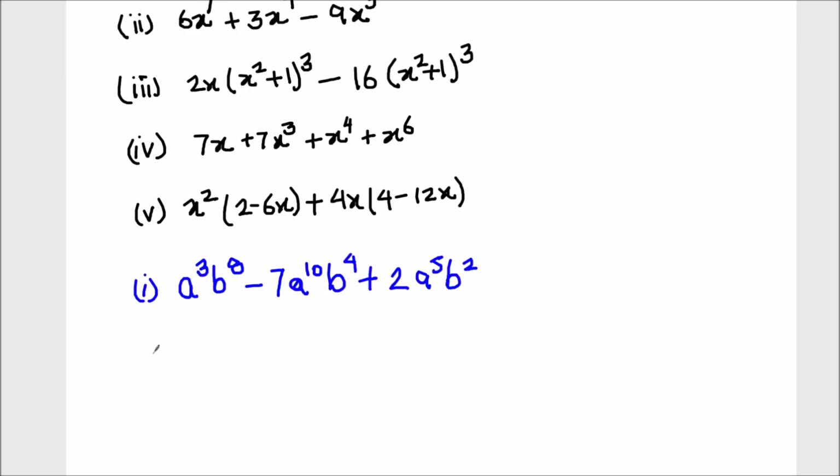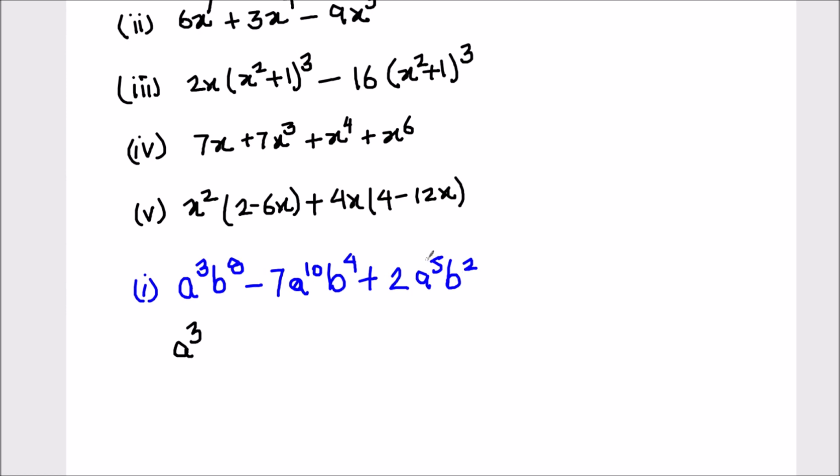Here we have a cube b raised to power 8 minus 7 times a raised to power 10 b raised to power 4 plus 2 times a raised to power 5 b square. So the first step in factoring polynomials is to identify the greatest common factor between all the terms. So here we see that there is a cube, this is a raised to power 10 and this is a raised to power 5. So we can factor out a raised to power 3 or a cube from all the three terms. So that's a cube.